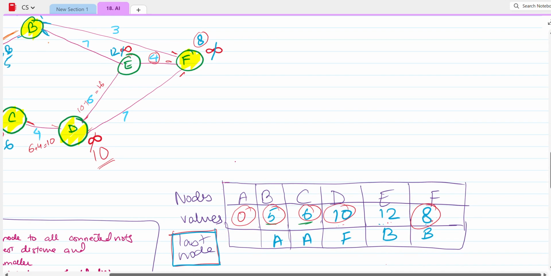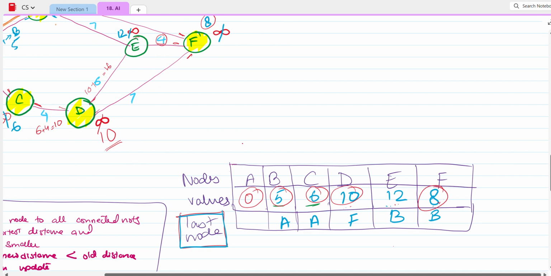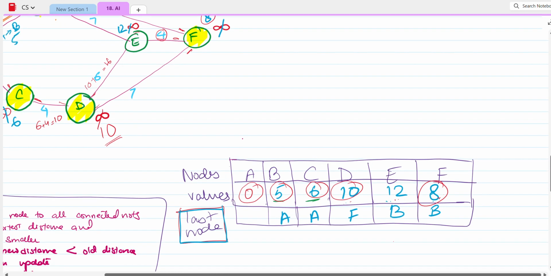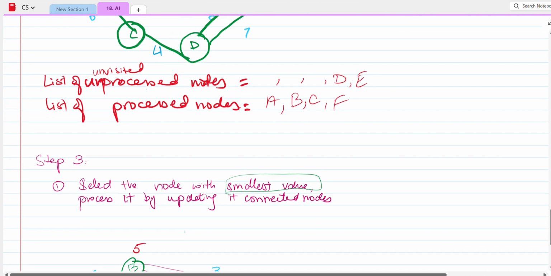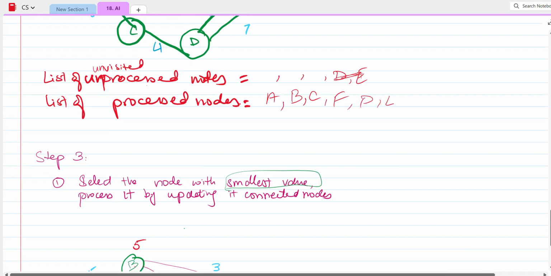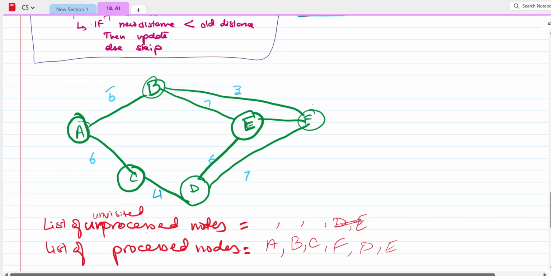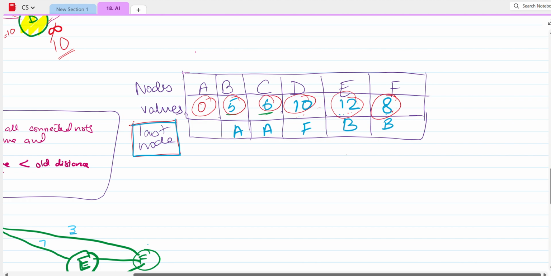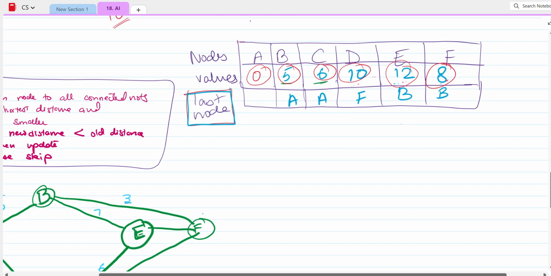Now I will tell you in a moment what these last node values will be good for. Now at the end we have E left, already everything else is processed, so technically E is also processed. We don't need to look at any other values. All of these are now visited. So our final values are 5, 6, 10, 12 and 8.